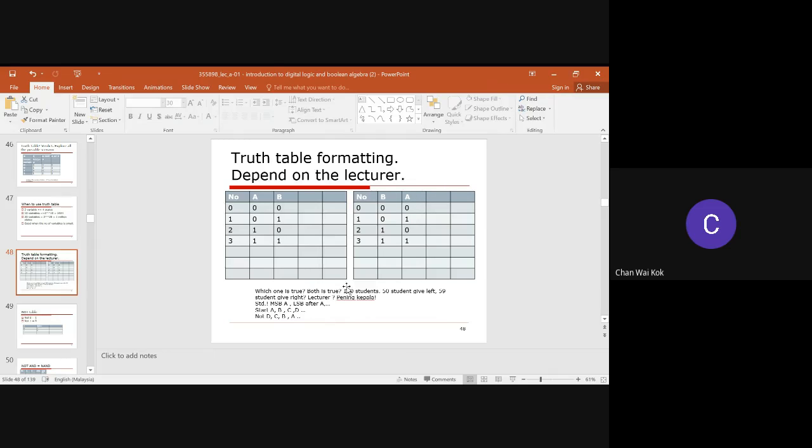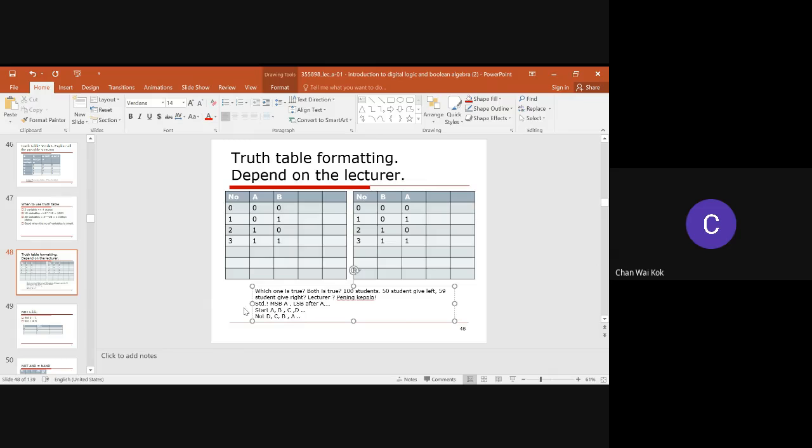Which one is correct? The left one or the right one? Both are correct. But then marking will be a hell for a lecturer. The marking will be a hell for a lecturer. The lecturer will get a headache.